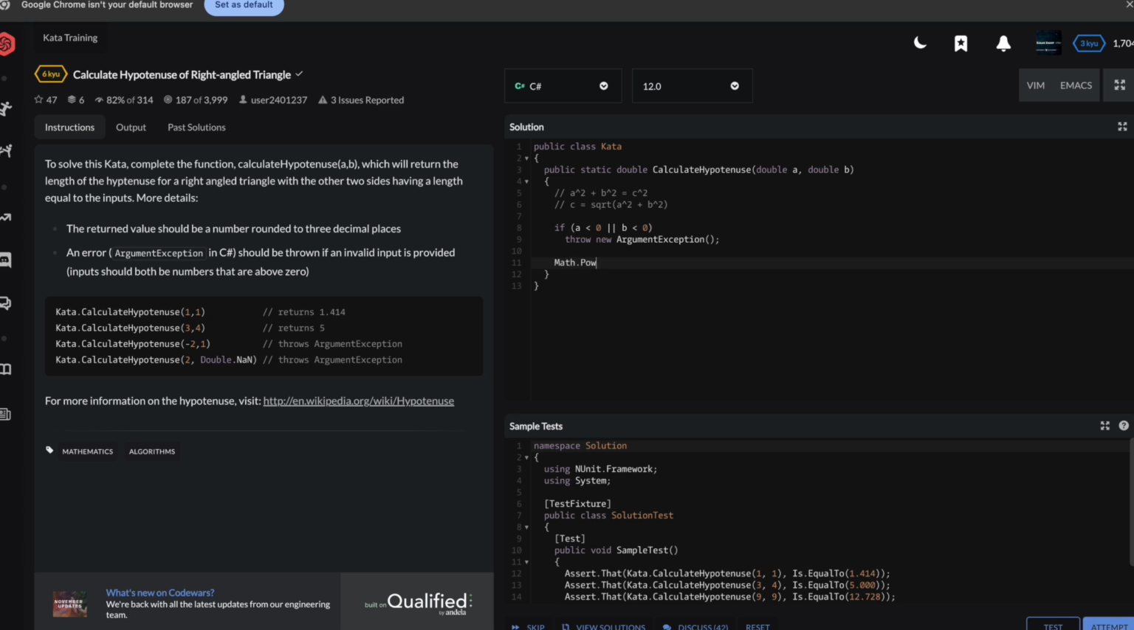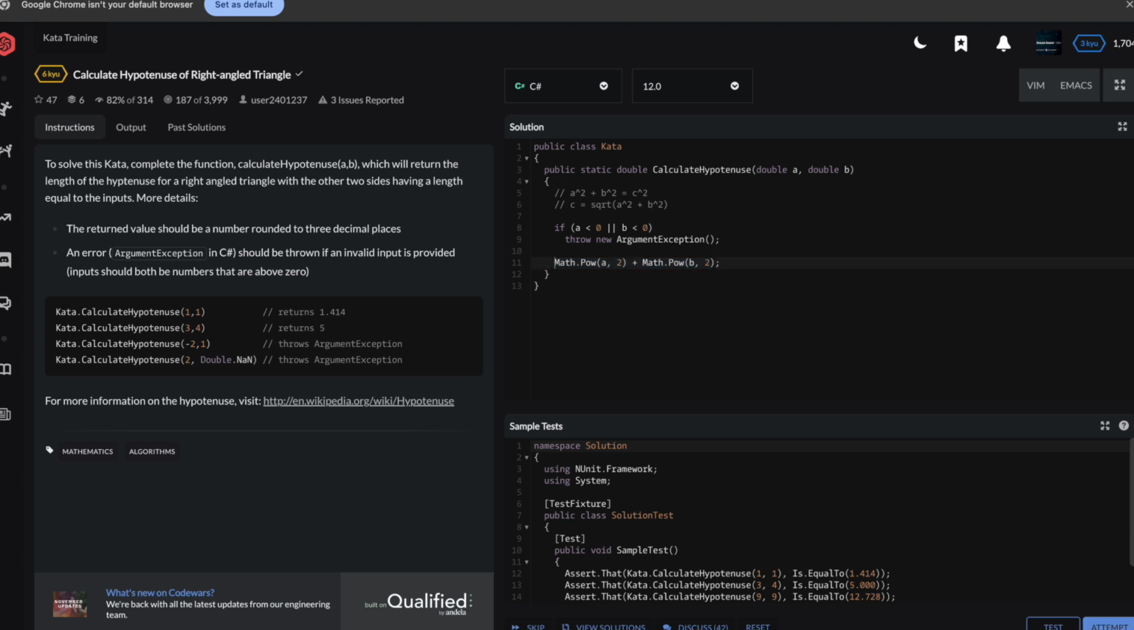So I'll go back, and what I want to do is calculate the square root of a squared plus b squared. Let's get that a squared plus b squared first. So Math.Pow, that would be a and 2, and we're going to do that plus the same thing for b. Hopefully you can see this little statement I have here represents a squared plus b squared.